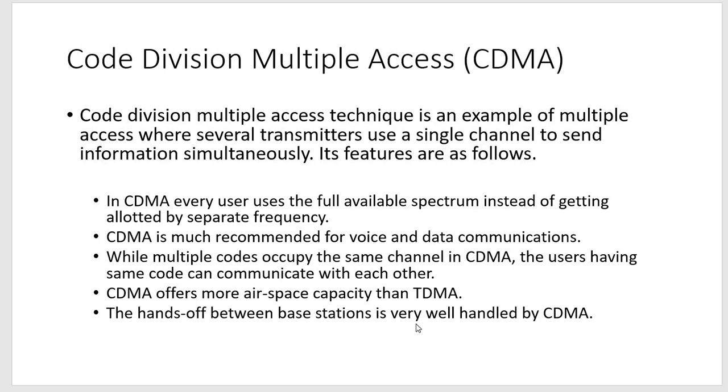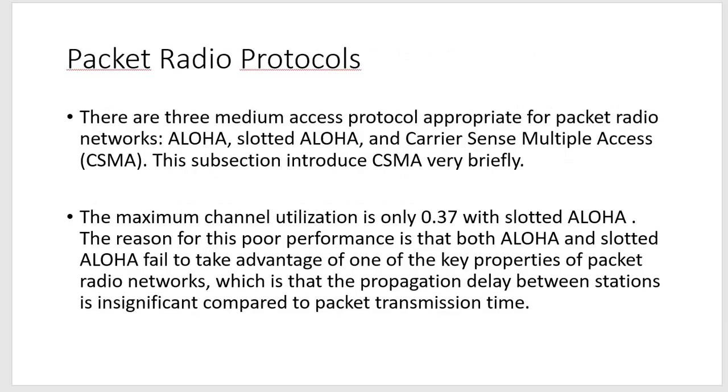There is no need for separate channel allocations in CDMA. Why? While multiple codes occupy the same channel in CDMA, users having the same code can communicate with each other. So it uses the same code in each and every cell. The handoff technique from one cell to another is very smooth and easy in code division multiple access.